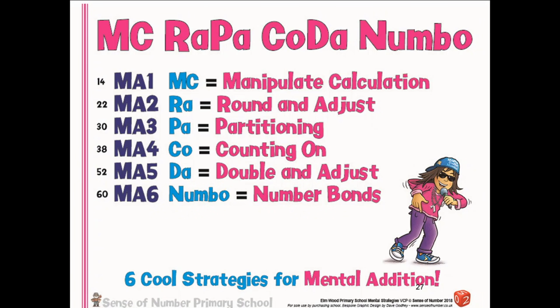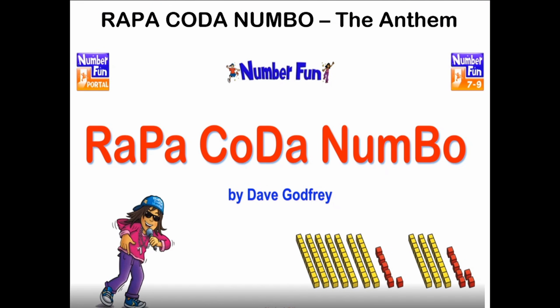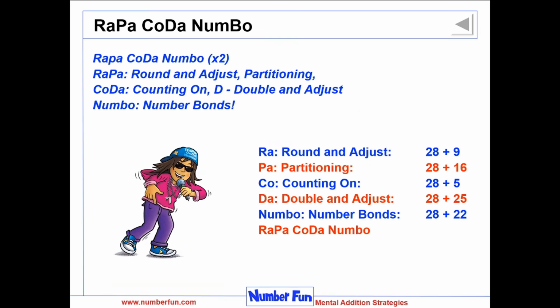You can see here the strategies for MC RAPA CODA NUMBO. You met MC himself yesterday. And what you're going to hear today is the MC RAPA CODA NUMBO song. The song itself has been written by Dave Godfrey. It's one of the Number Fun Portal songs. What it does is it takes individual numbers, this is an example with 28, and adds 5 different numbers using the 5 cool strategies for mental addition.